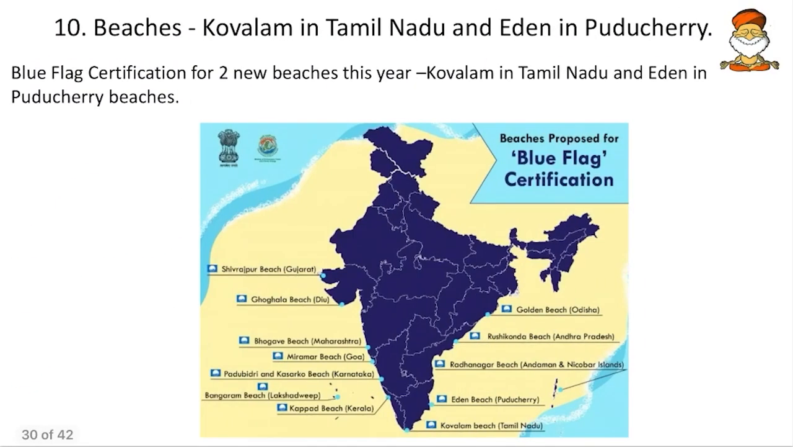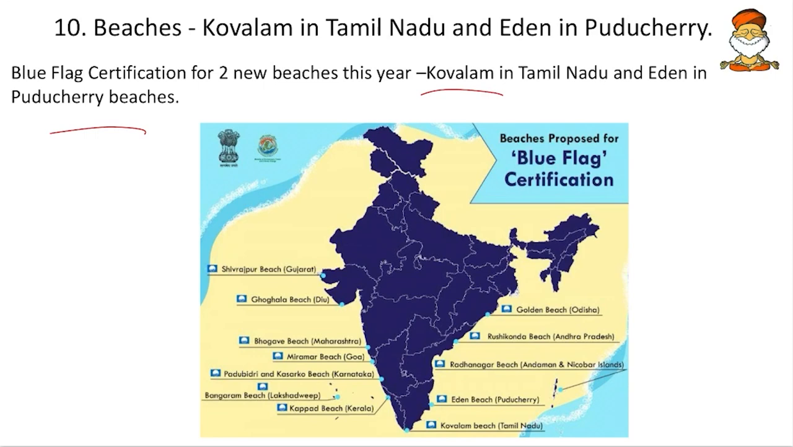And then come to next, beaches. So Kovalam in Tamil Nadu and Eden in Puducherry. So blue flag certification. So this has given the blue flag certification for the Kovalam and Eden beach. So who will give this blue flag certification and what are the beaches that have already got blue flag certification in India? So they become important.